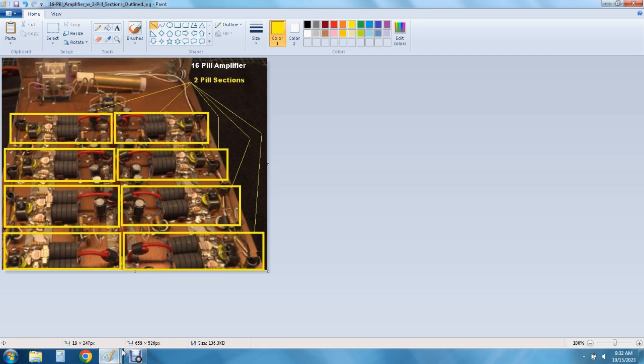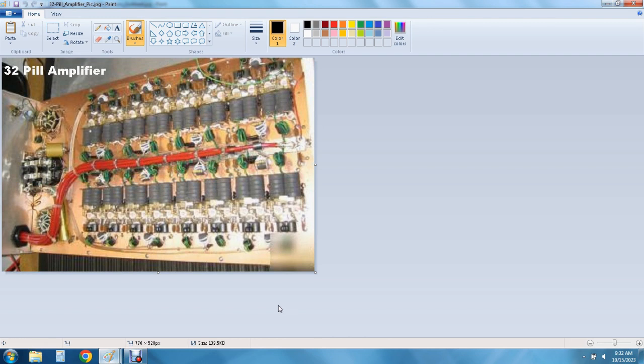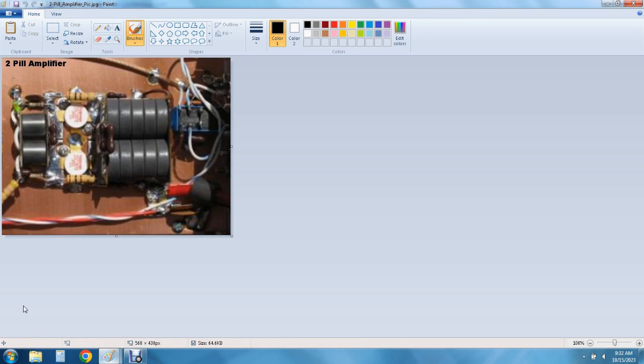And even the big, massive, giant 32-pill design is again made up of two-pill sections. So what we see is the common theme in all these designs is the classic two-pill section. It's a push-pull transistor amplifier section, and in order to understand the operation of these CB linear amplifiers of this style, we need to focus in on the two-pill amplifier push-pull section. We're going to get into important detail of how this actually operates.